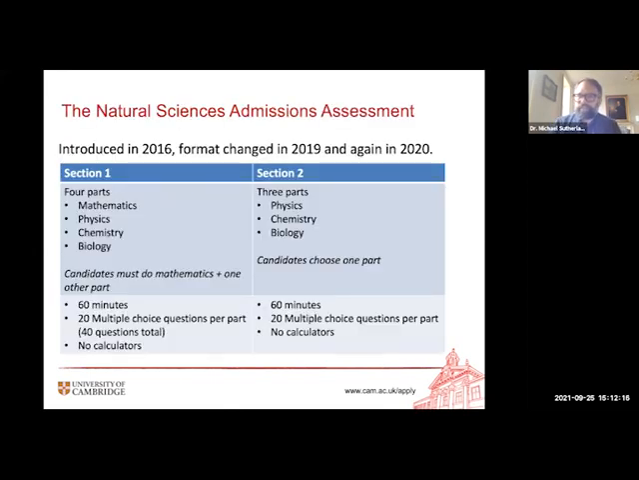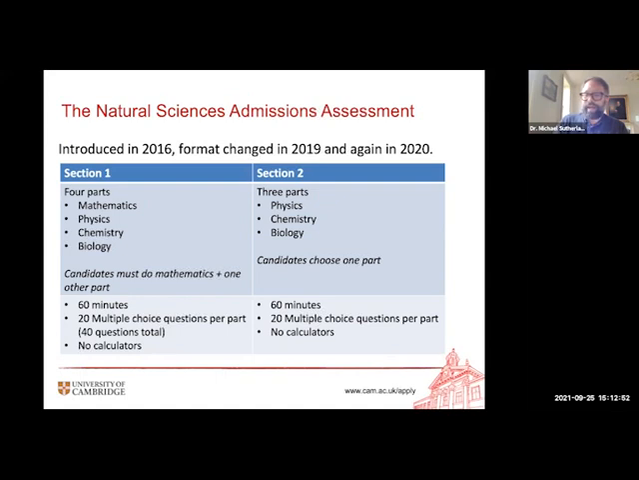One of the first pieces of advice I would give in thinking about the NSAA is that it's really important to know what you're being asked and to understand the format of the test. It is slightly confusing because the NSAA has changed format slightly a few times over the years. The content of some of the past papers you've seen is still good, but the format of the questions and the timing will have changed slightly. It was introduced back in 2016. The format changed a little bit in 2019 and then again in 2020.